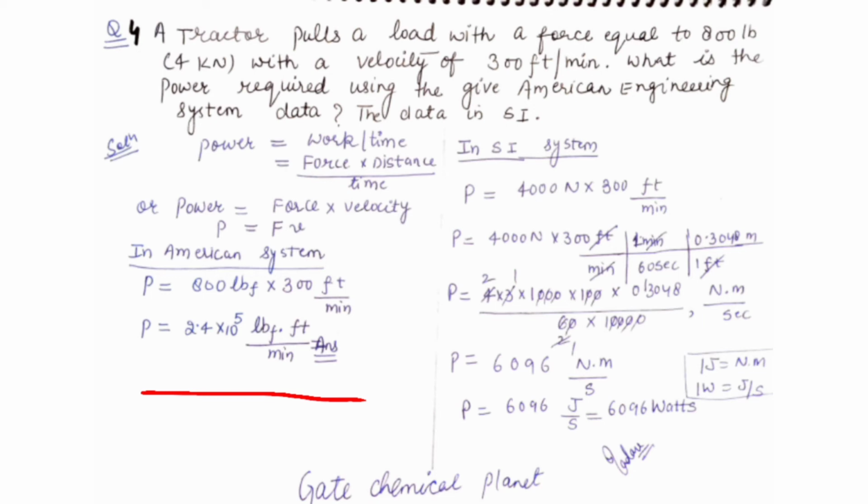So now we will calculate power in SI system also. So in SI system, we have given force equals to 4 kilonewton. Force is 4 kilonewton. So write down 4000 Newton for force. Okay. And it is multiplied by 300 feet per minute, which is the velocity. So now we have to convert it into the SI system.